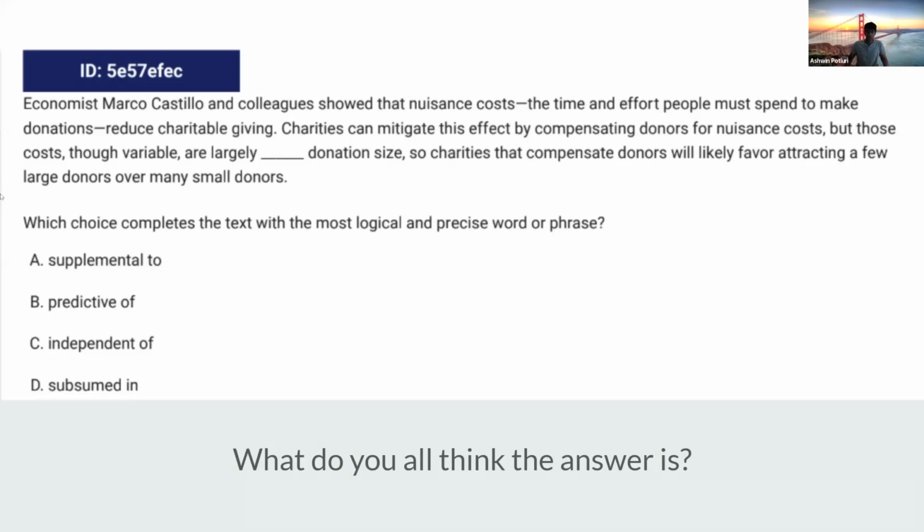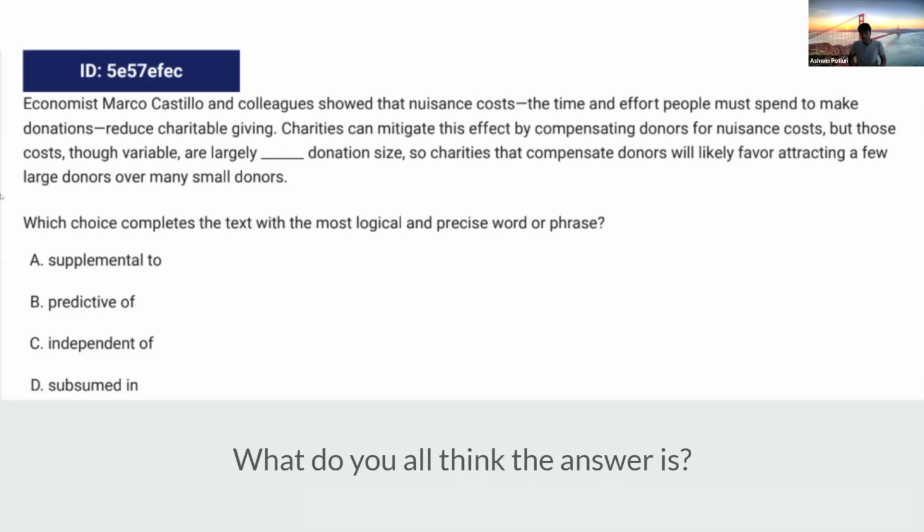And that's mainly through "but those costs are largely donation size," right? They say "but," so you know that there's a change. They can mitigate it, but they won't really do it. So that gives you kind of a clue as to what should go in that blank space.